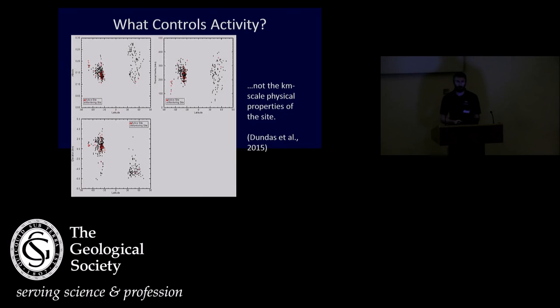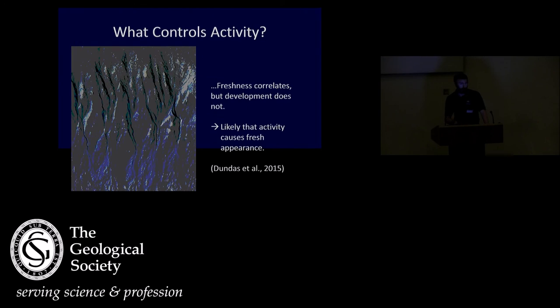Yep. So what actually controls the activity and which gullies are active? We've looked at the kilometer scale thermophysical properties of the site: albedo, thermal inertia, elevation. There's essentially nothing detectable. The high latitude gullies also have lower thermal inertia, which gives the impression that low thermal inertia is involved, but maybe it's latitude instead. The elevation had essentially no effect. Albedo had no effect. And you can see the main control was actually which hemisphere you're in. The northern hemisphere gullies were less active. Examining fresh versus degraded looking gullies, fresh to moderately fresh gullies were significantly more active. And so it's likely that activity causes this fresh appearance, which is suggestive again that this is ongoing formation.